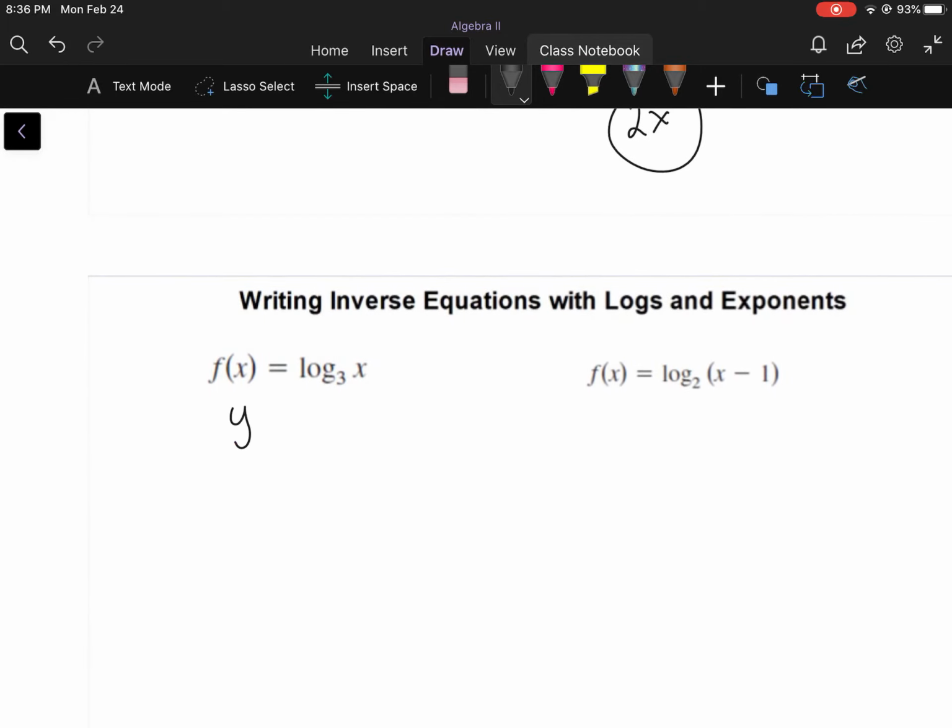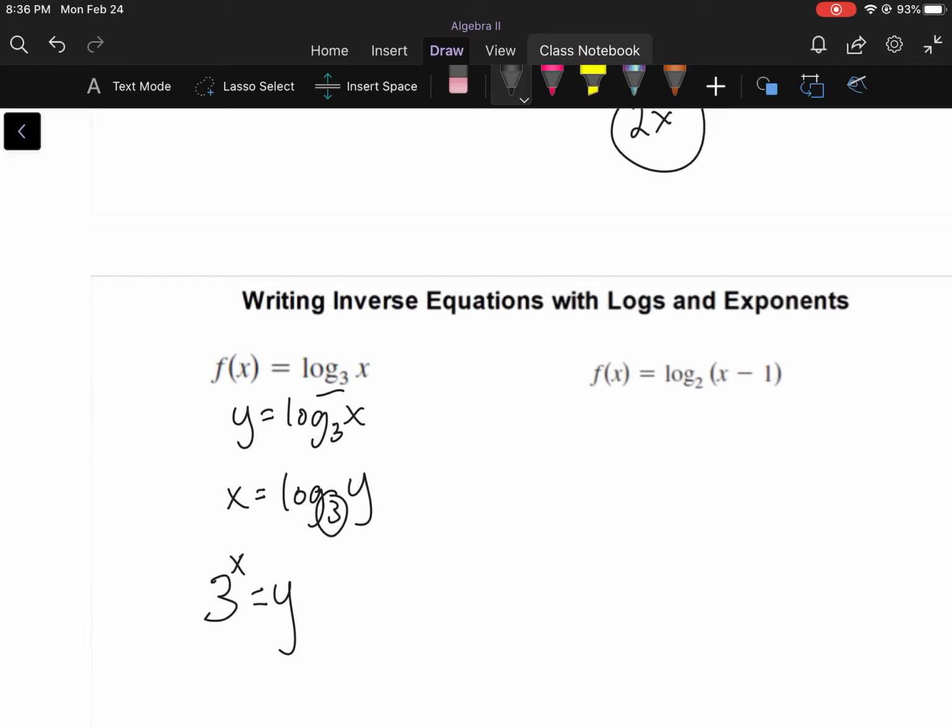Log base 3. So I'm going to do inverse like we just got done doing. So Freaky Friday, x is equal to log base 3 of y. And I'm just going to rewrite this as exponential form. So here's my base 3 raised to the x power equals y. Makes sense because logs and exponential are inverses of each other. They're just going to have the same base of 3.